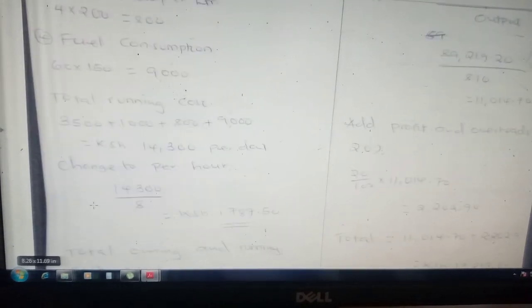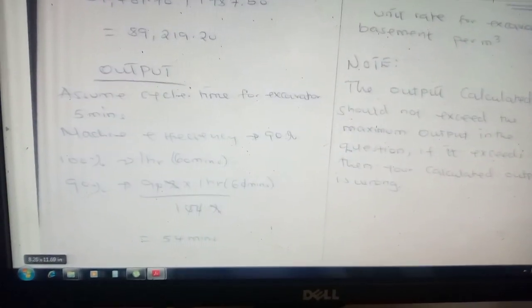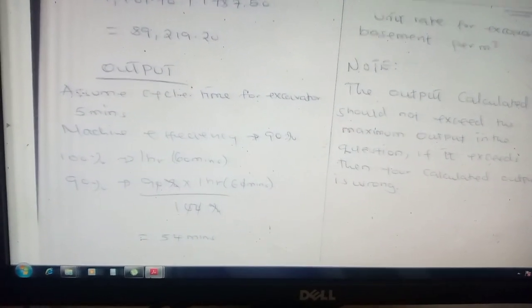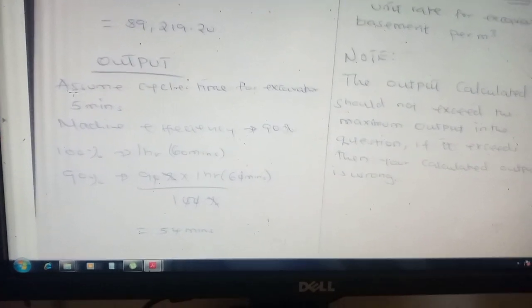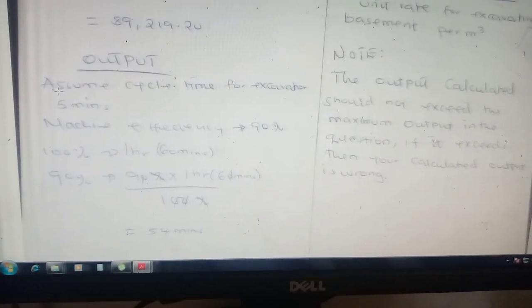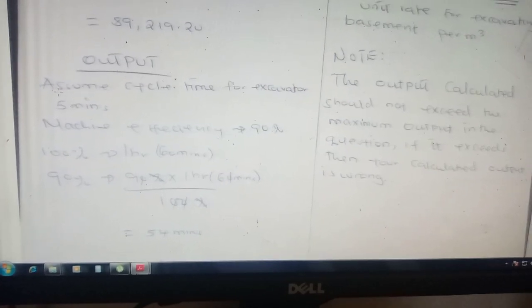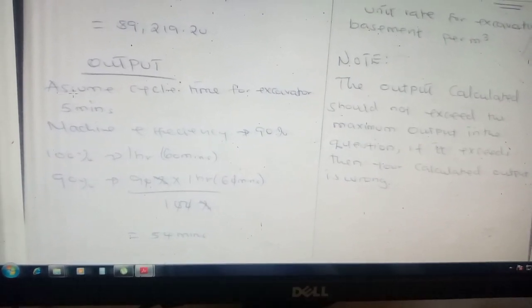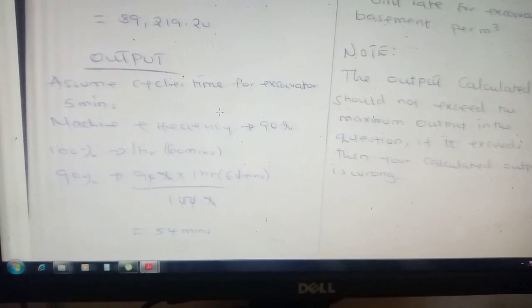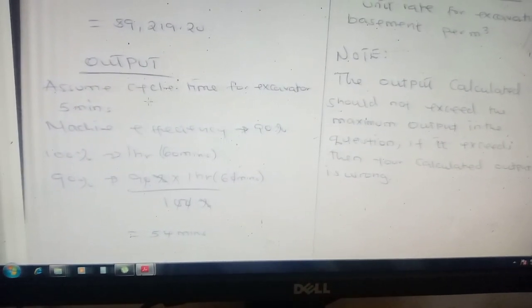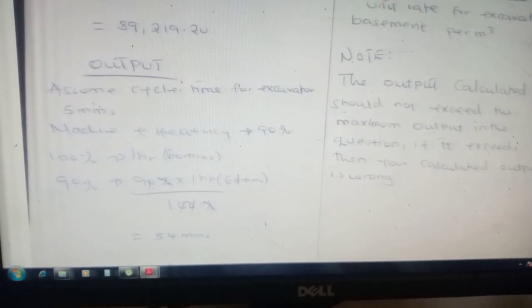So when you want to get the output, the first thing that we should know when we want to calculate the output is the cycle time of an excavator. How many minutes or hours will an excavator take to remove one batch of the material from the trench? So the cycle time of that excavator is 5 minutes.